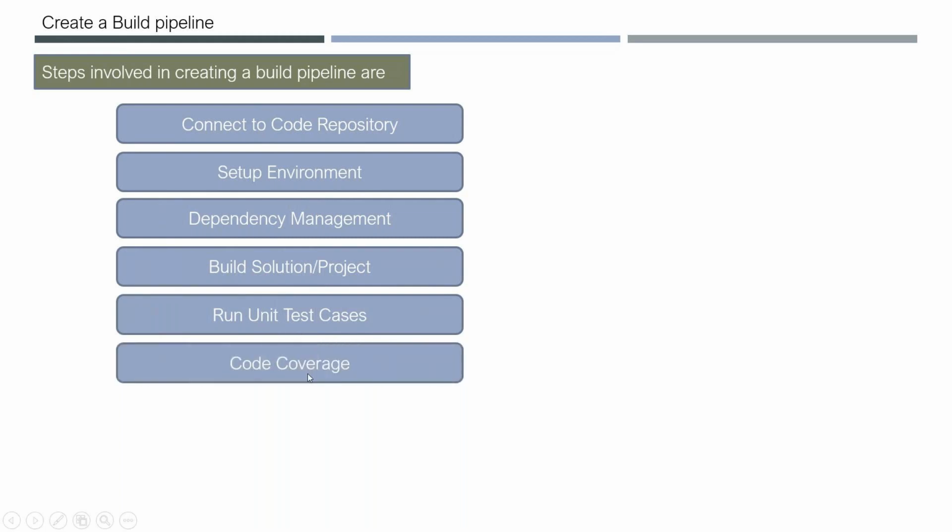And then code coverage is nothing but how many lines of code are covered by the unit tests. That means when you have 100 lines of code written for any functionality, all those lines of code should be covered by some unit test case. I'll tell you what coverage is.